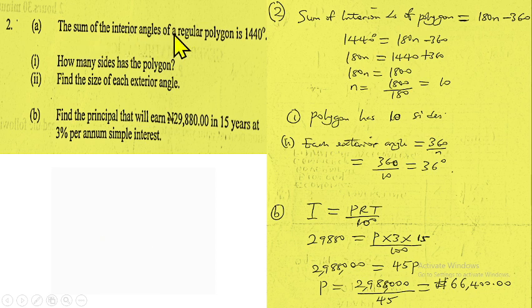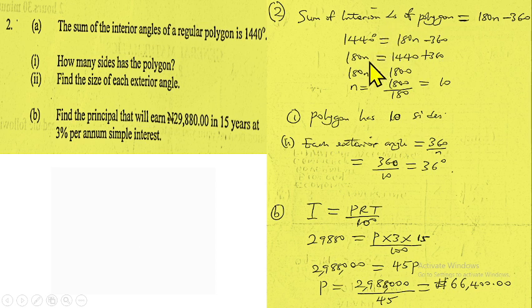Here we are given the sum, that when they add all the interior angles of that regular polygon together, it will give us 1440. And we know that the sum of interior angles of a regular polygon is equal to 180n minus 360, where n is the number of sides the polygon has. So this expression here will help us to find the sum of interior angles of any regular polygon. And we have been given the sum of its interior angles to be 1440 equals this expression.